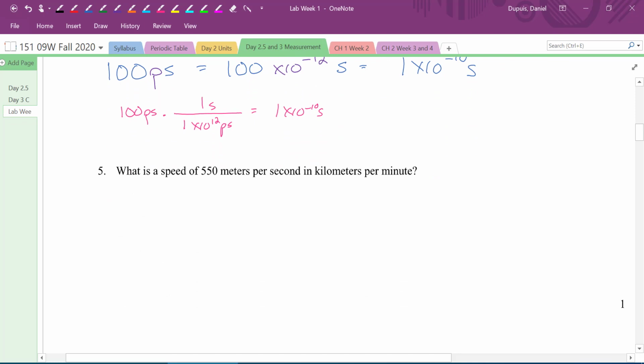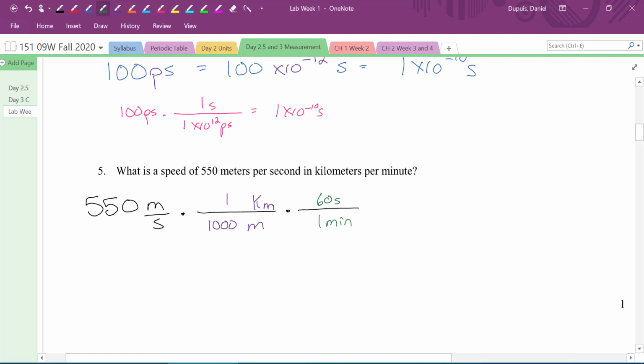Number 5. So, we got 550 meters per second into kilometers per minute. So I'm going to start with 550 meters per second. Now, this is a two-stepper, so we got to do top and bottom, right? Top and bottom. So I'll do meters first because that's usually what we do first. So meters on the bottom, going to kilometers. 1 kilometer, 1,000 meters. All right, seconds to minutes. We know there are 60 seconds in 1 minute.